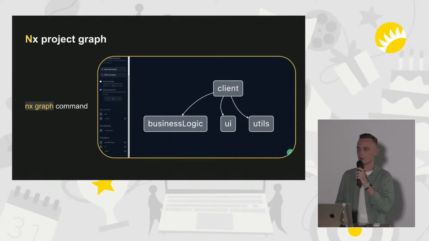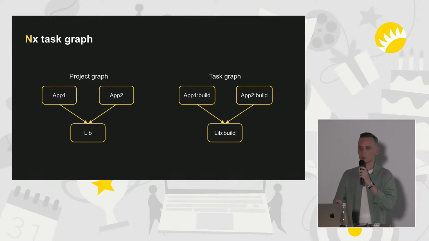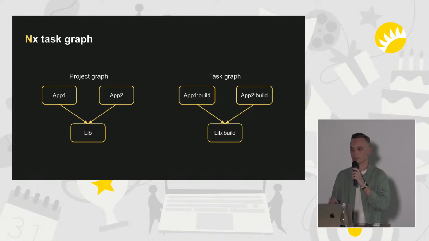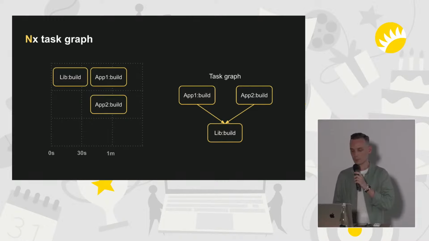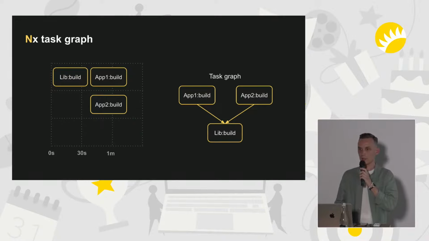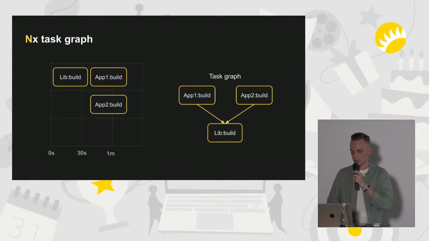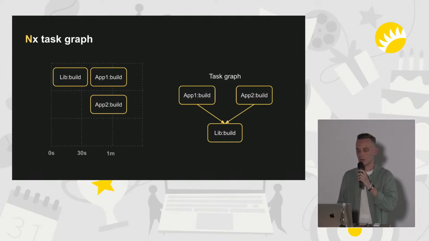And it makes sense because when we change something, we have to rebuild and retest all applications and all libraries we have. But NX analyzes the project graph under the hood all the time, and using a project graph, NX provides a task graph to optimize our jobs. For example, before building app 1 and app 2, I want to build a library first. And as soon as the library is built, NX will build app 1 and app 2 in parallel. So the whole CI/CD speeds up.